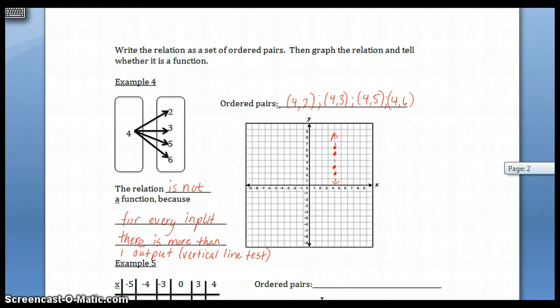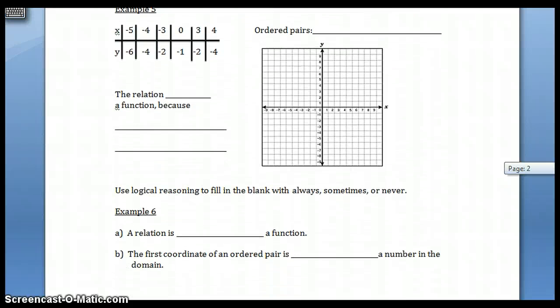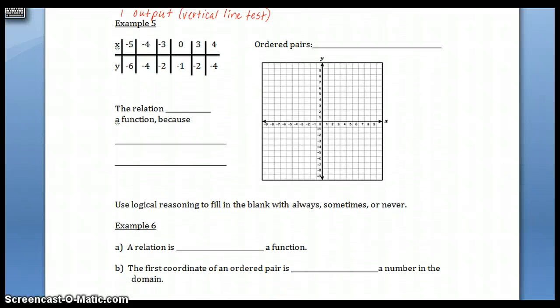What I'd like you to do now is try example 5 and write all your ordered pairs. Make sure they're in parentheses and separated by a comma. Graph it. Do not connect the points. It is a discrete function. And then tell whether the relation is a function or not, and the reason why using the formal definition.